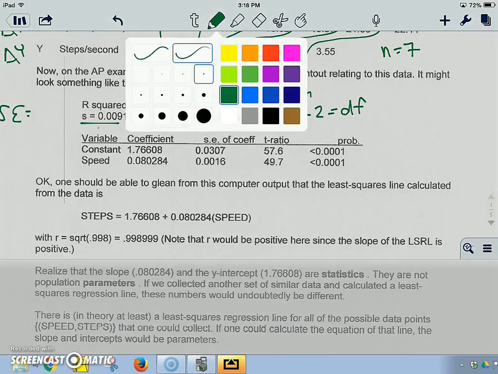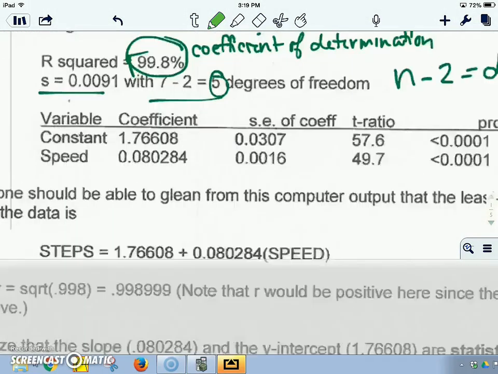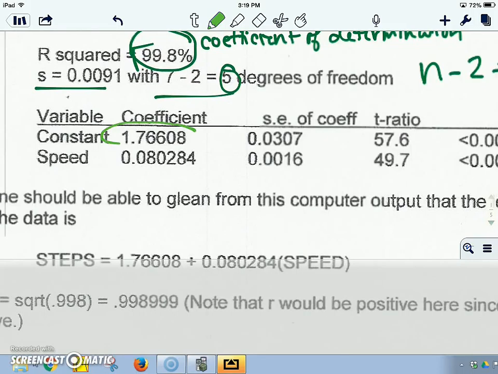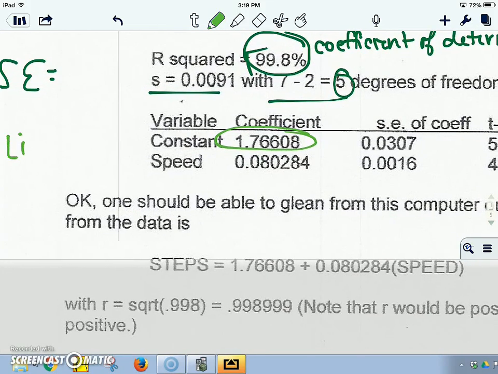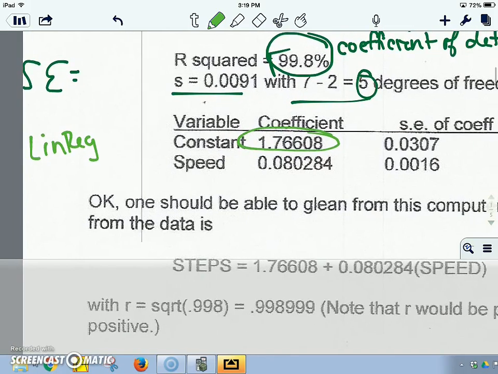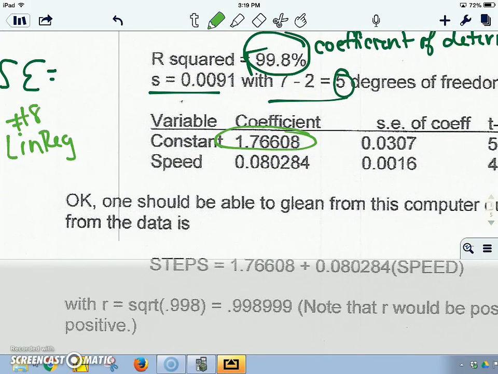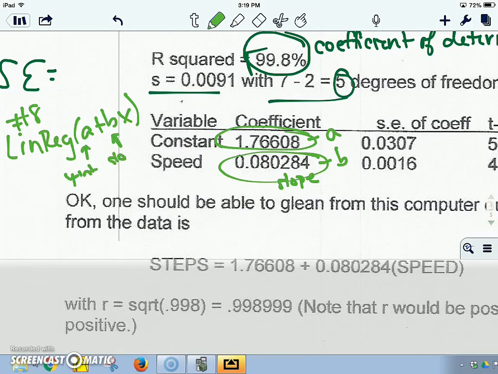Now going back and down to here, okay, constant, well that is going to be the y-intercept, and based off of our calculator, if we do linear regression, whereas a plus bx, okay, in our calculator this would be our a, or our y-intercept, and this would be our b, in other words our slope. Okay, so y-int and slope.